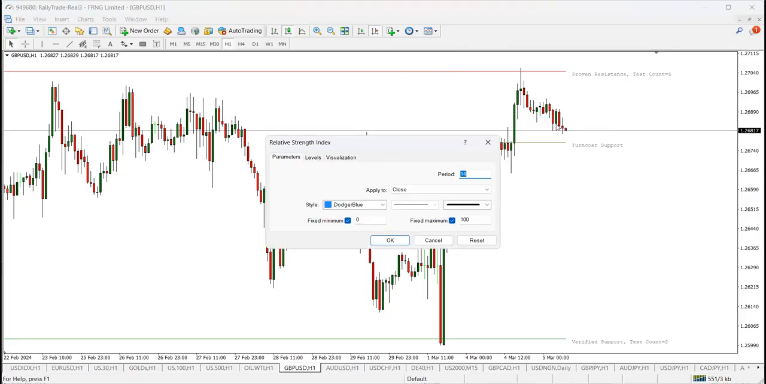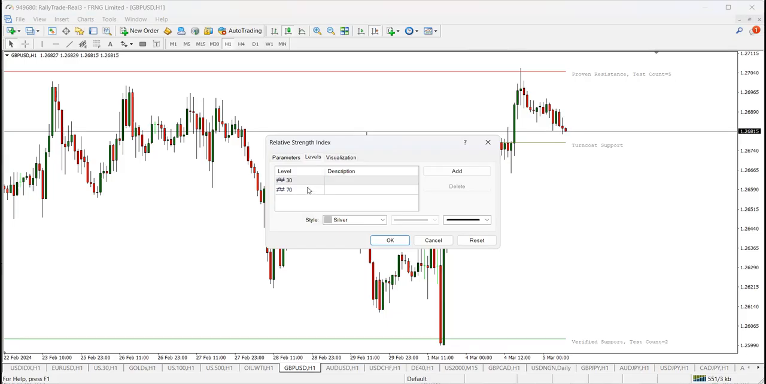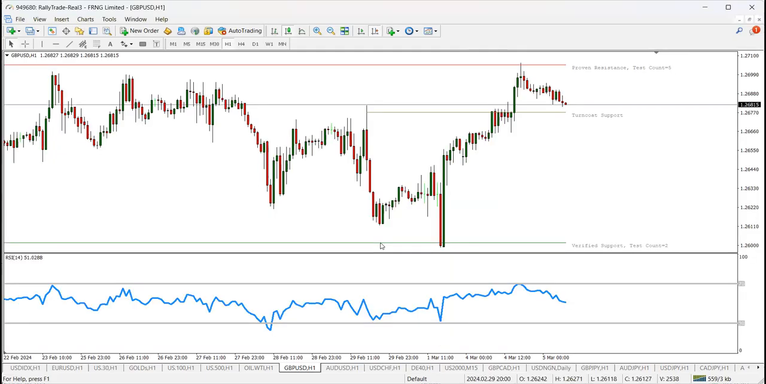Now, when you're using this, I'll just advise you go with the default setting, the default period of 14, levels of 70 and 30. Some people make theirs 80 and 20, but I think 70 and 30 is fine for what we want to do. So I just select OK on my chart. So here you have the RSI zone.